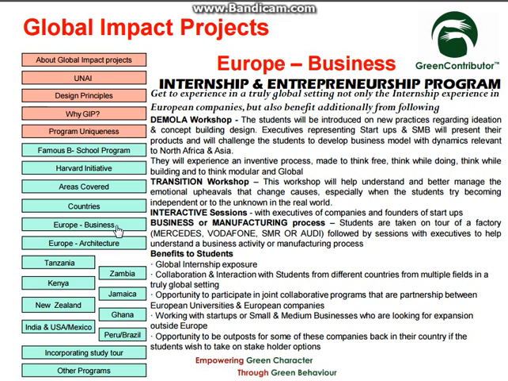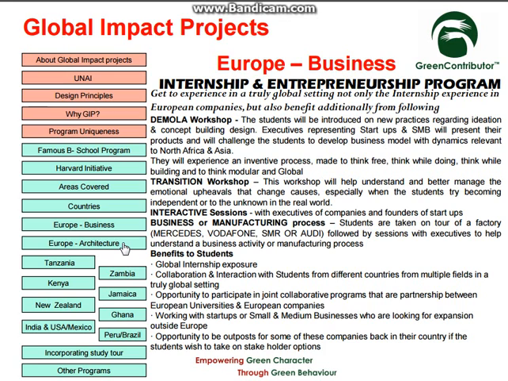Well, one of the most important programs for business, which is part of our annual academic calendar, is the internship and entrepreneurship experience, where they literally get to experience a global setting, and in fact, students get to work in some of the companies in Europe. They're able to interact with the founders of some of the companies.